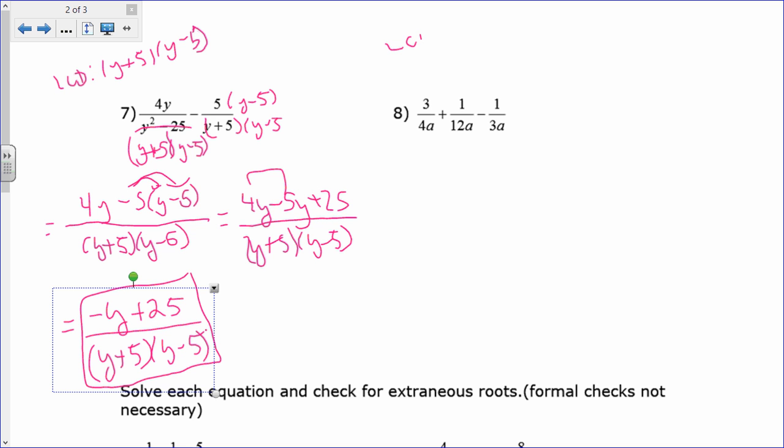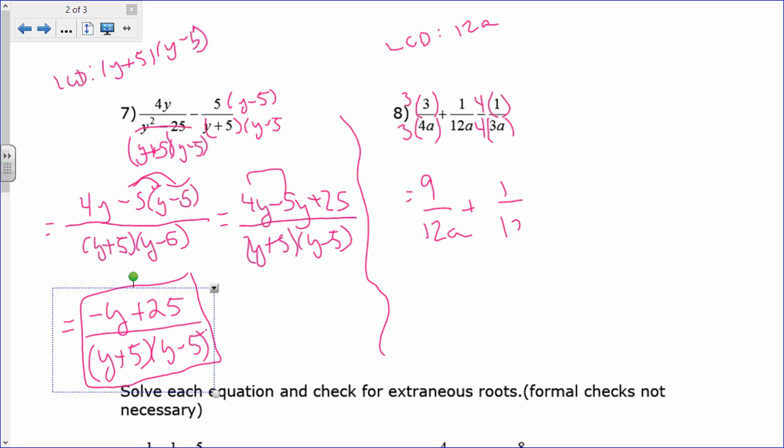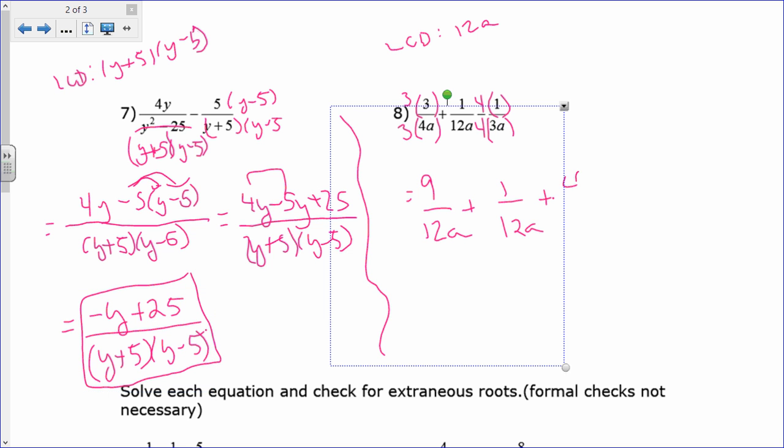For number 12, last adding and subtracting, I have to find an LCD. This is 12a, the smallest value that goes into all of them. Multiply the first fraction by 3, the last fraction by 4, and the middle fraction by nothing, because it already has the LCD. So I will end up with 9 over 12a plus 1 over 12a plus 4 over 12a. So it's really 9 plus 1 plus 4.